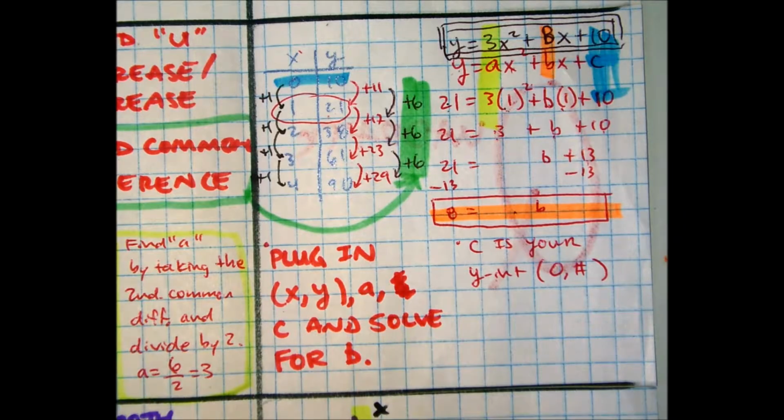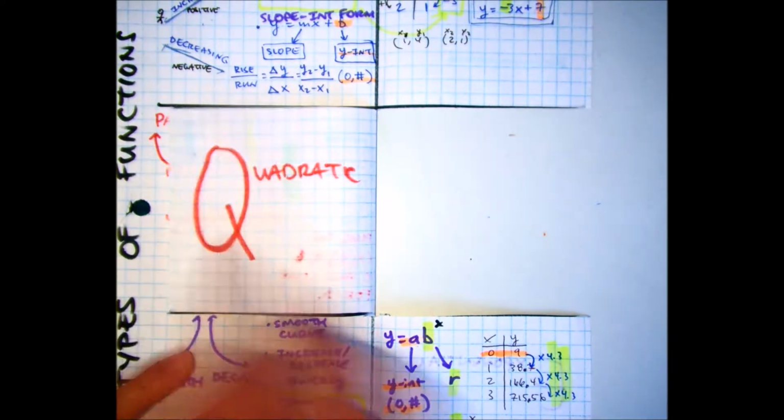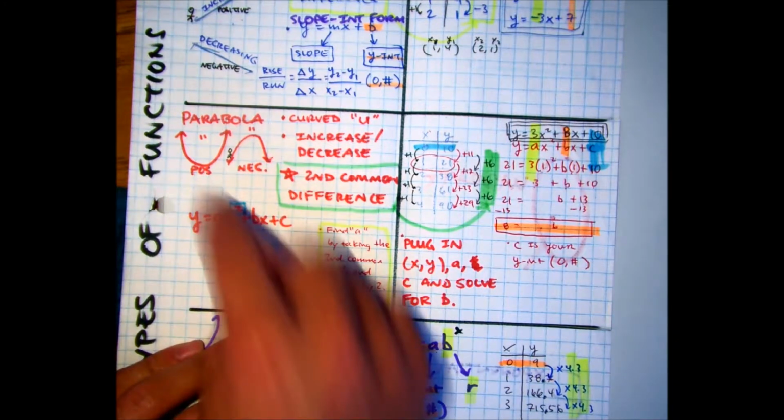Alright, so we've been writing about the Q. Q stands for what, class? Quadratic. So how do you recognize it? A quadratic is a parabola. It's a U.